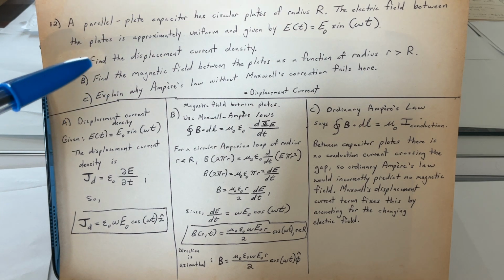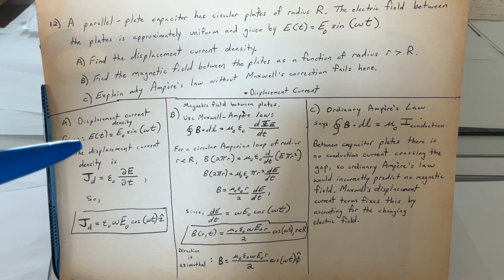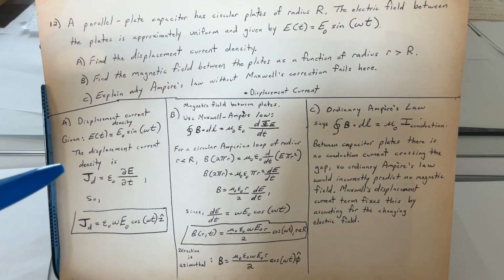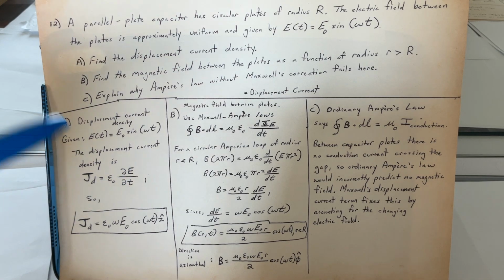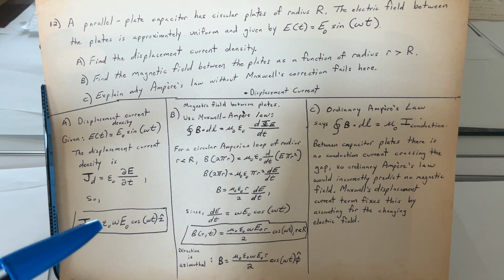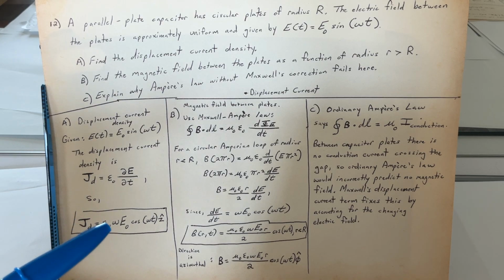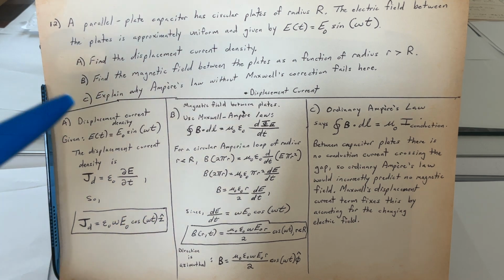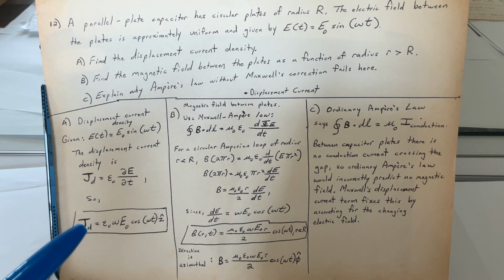So part A, find the displacement current density. We're given this function from above. The displacement current density is J sub D equals epsilon naught times the derivative of the electric field with respect to t. So J sub D equals epsilon naught omega E naught cosine of omega t z hat. That would be your displacement current density, J sub D.